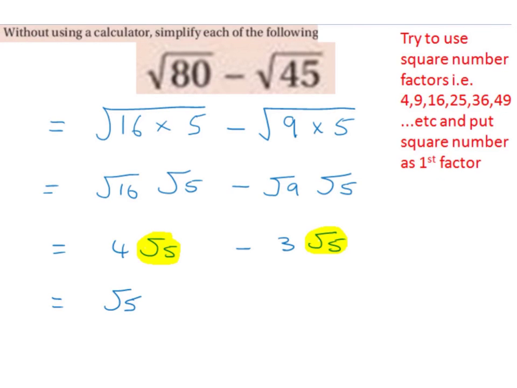And we want to put the square number as the first factor. So 80 can break down to be 16 times 5. So root 80 will give us root 16 multiplied by root 5. And the square root of 16 is 4, so root 80 is 4 root 5.